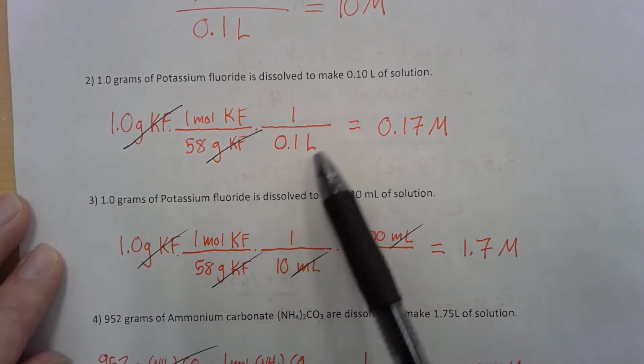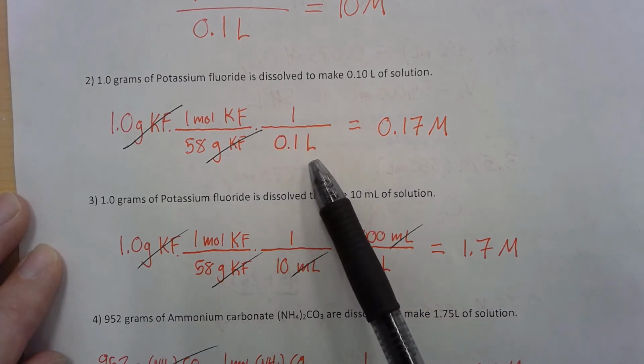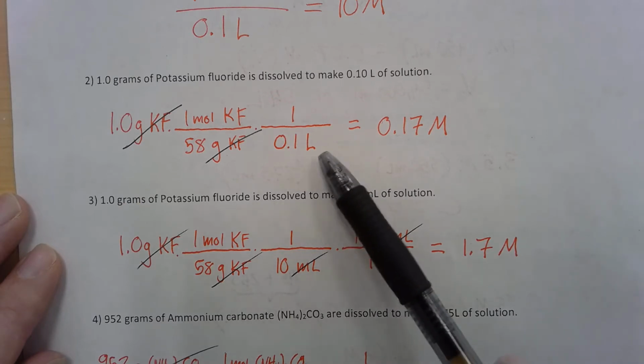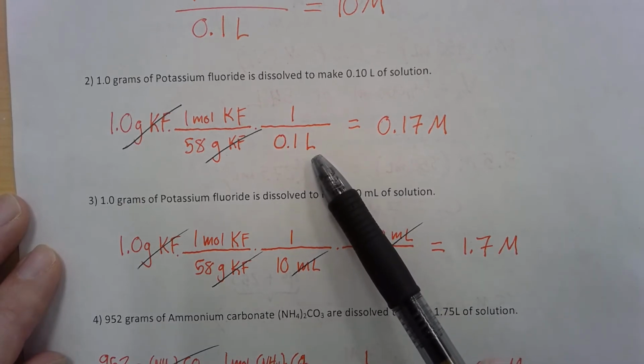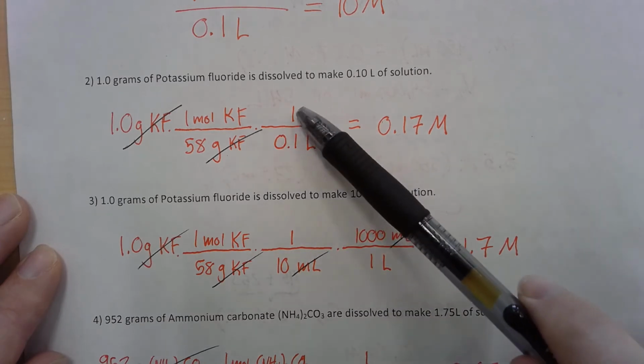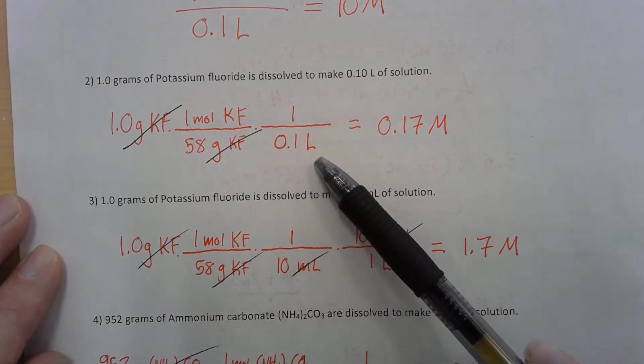Okay, this is something that trips up students pretty often. Typically we're used to seeing fractions with a number 1 below because it doesn't change anything. But in this case, we do want the liters to be on the bottom, so you can just flip the ratio and have 1 over 0.1 liters.